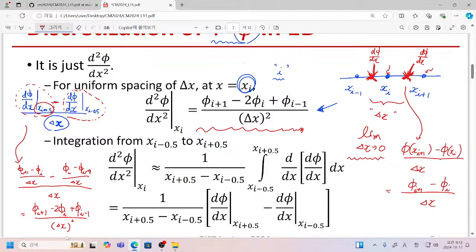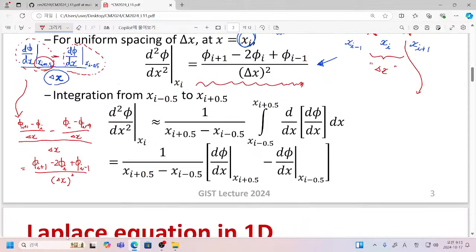Now I think that you have already applied this kind of approach to your Poisson equation. When you solved the nonlinear Poisson equation in the substrate, you have already done it. So I hope that you are quite familiar with this kind of discretization approach. Then let me just generalize this approach with a little bit more generalized case of non-uniform spacing.